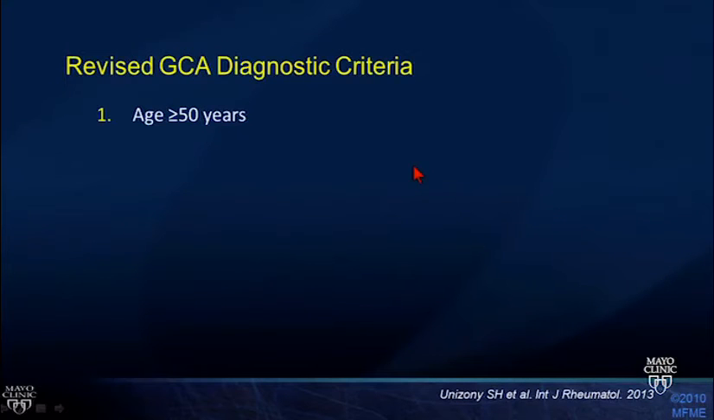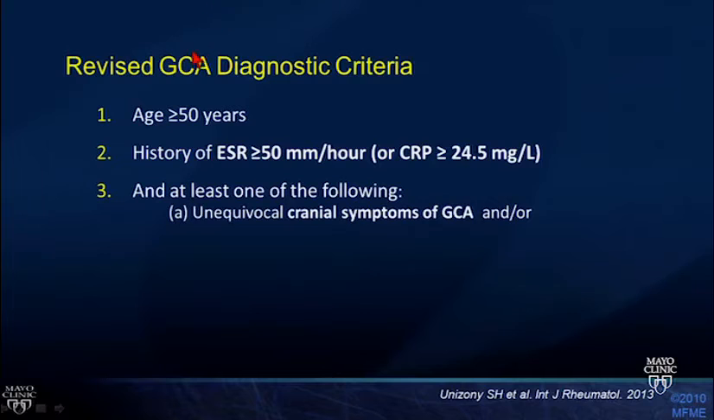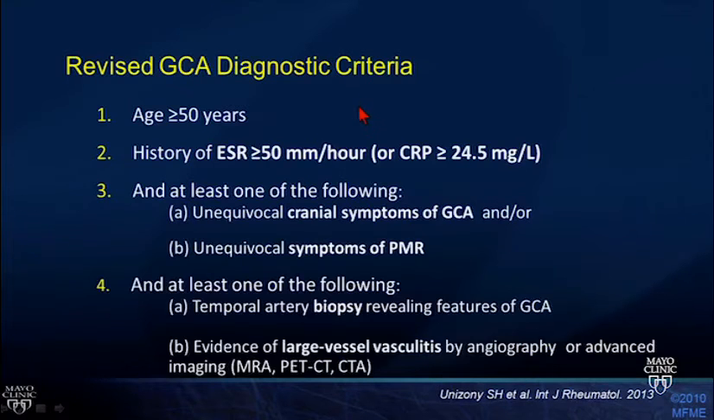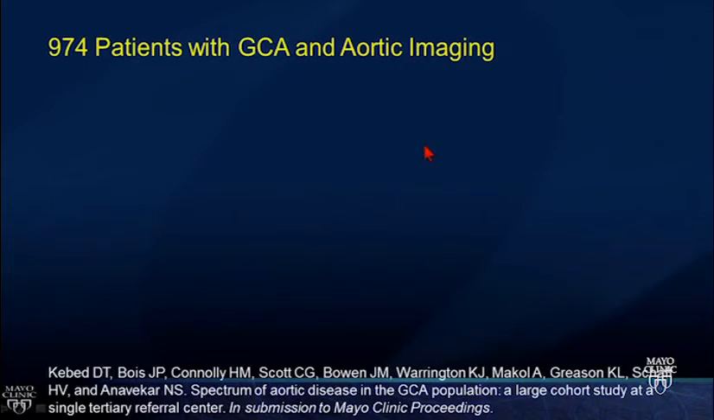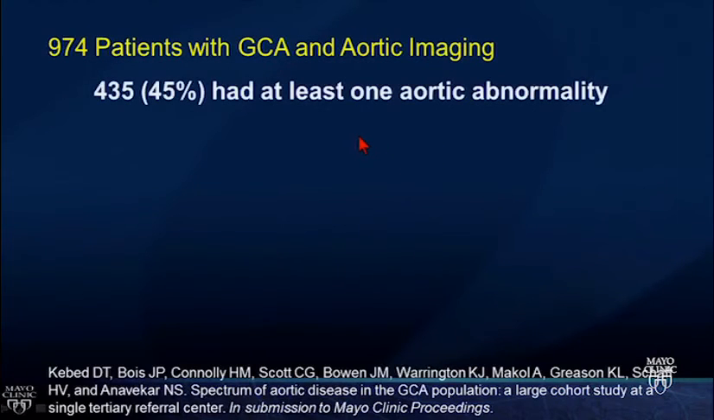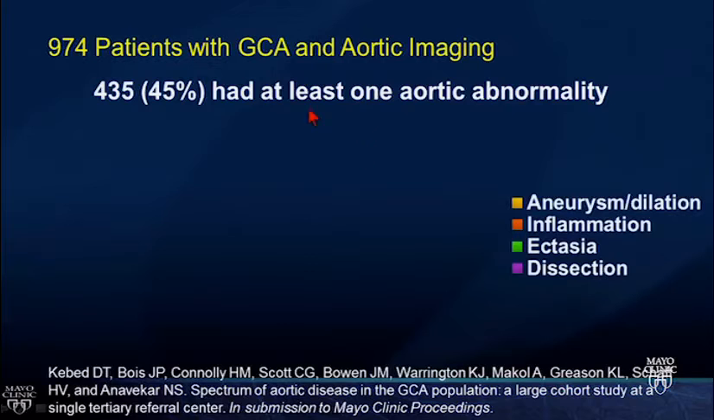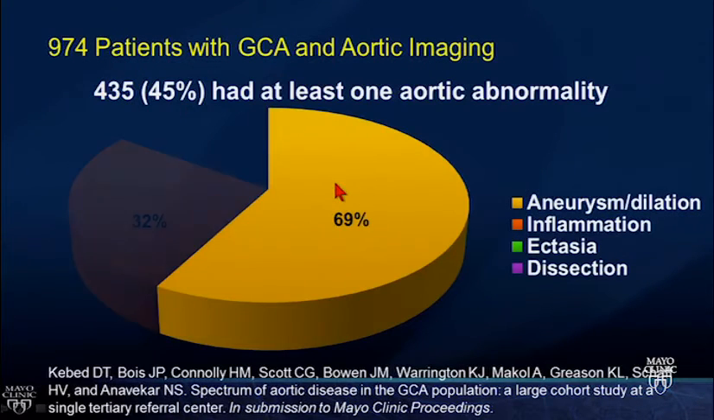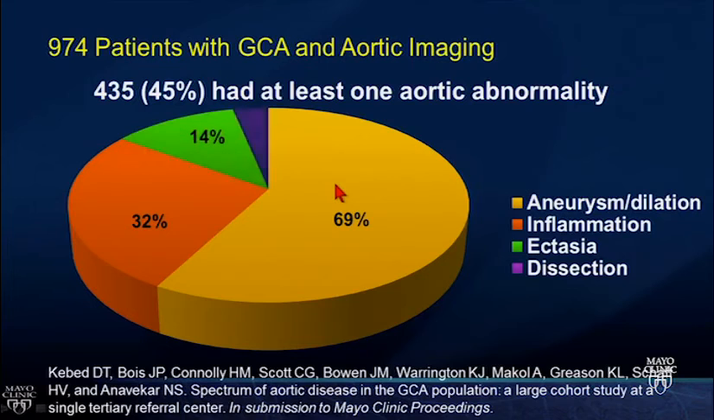And the importance of this is reflected in the revised criteria. They revise these every few years, but now the criteria do include evidence of large vessel vasculitis. In our own institution, we recently looked at the patients that had proven giant cell arteritis, and how many of them had an aortic abnormality. It was basically about half of them. And it ranged all the way from aneurysm to dissection in a very small group, 4%.